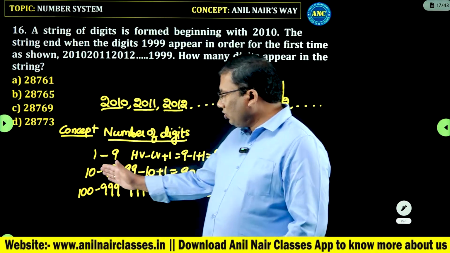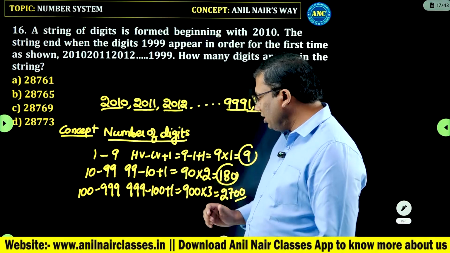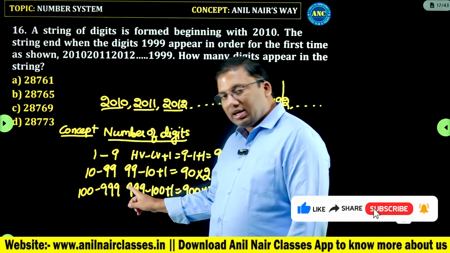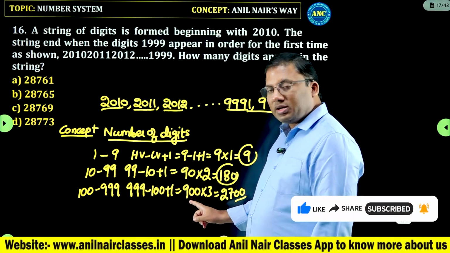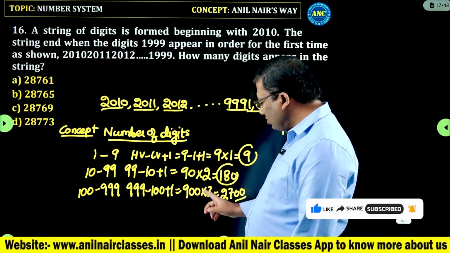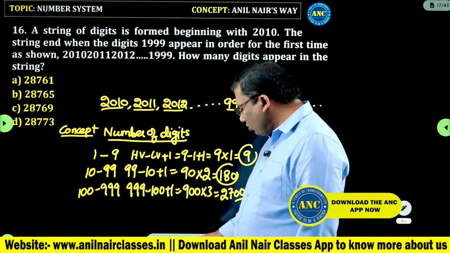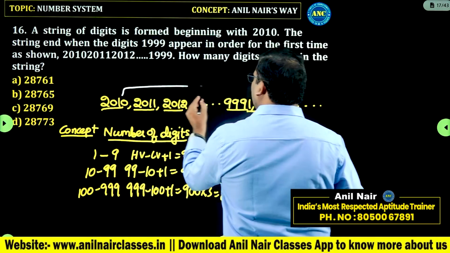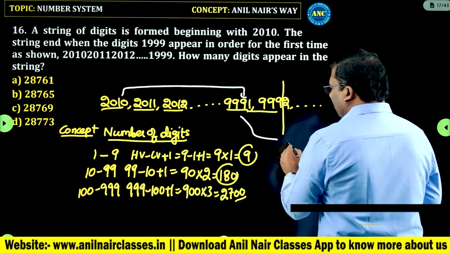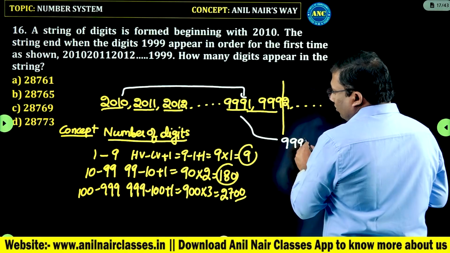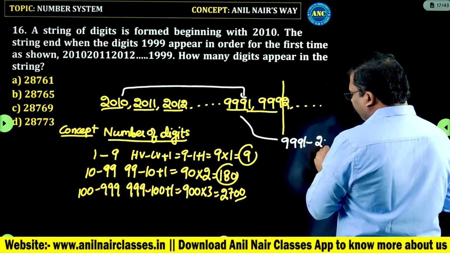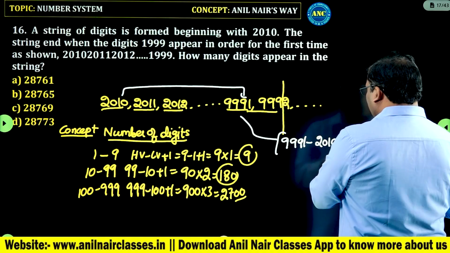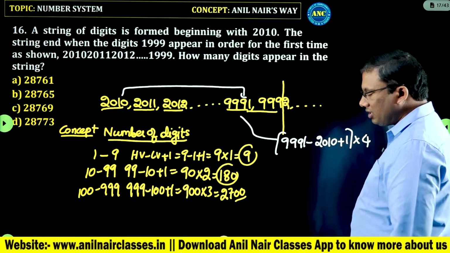From 10 to 99, 90 numbers are there. Every number has 2 digits. 90 twos are 180. From 100 to 999, a total of 900 numbers are there. Every number has 3 digits. 900 into 3 is 2700. Similarly, from here to here we will calculate. It will be the highest value minus the lowest value plus 1. Every number has 4 digits.